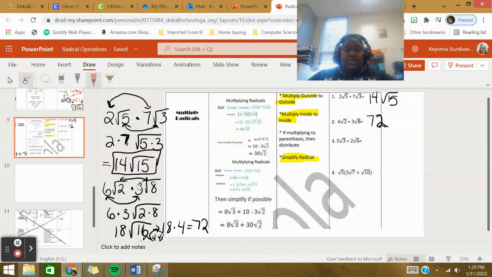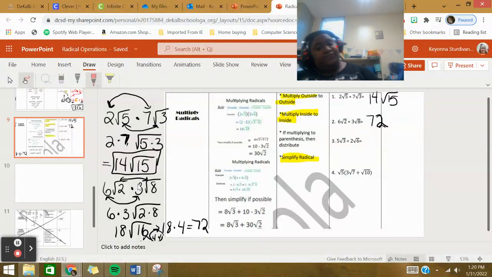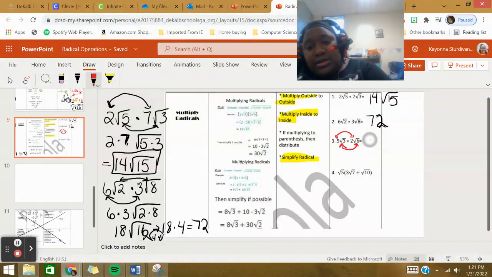All right, looking at number 3. Number 3 says 5 square roots of 3 times 2 square roots of 6. So the 2 outside pieces will be the 5 and the 2, and then the 2 inside pieces are the 3 and the 6. So over here, I'll get 5 times 2, and then under the radical, you'll have 3 times 6.